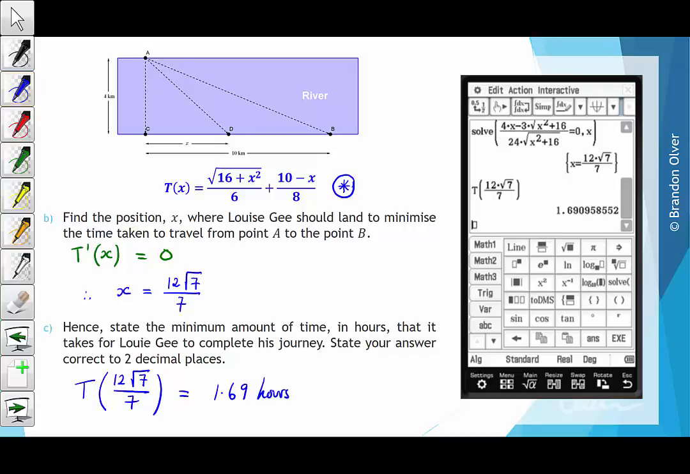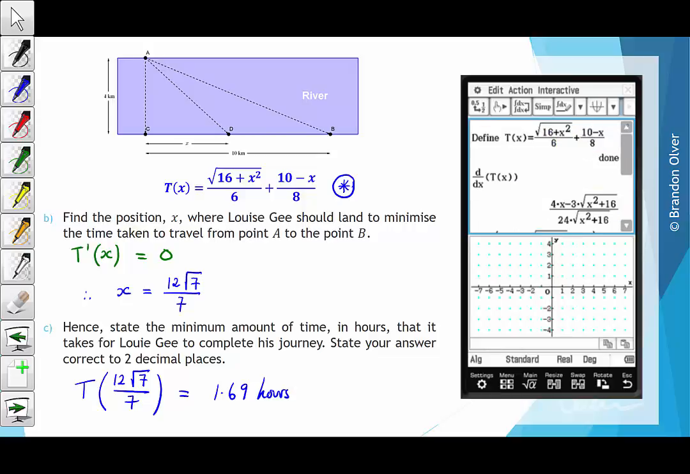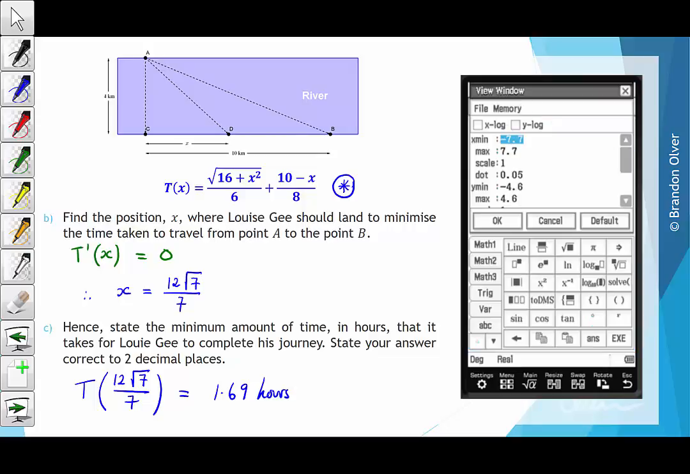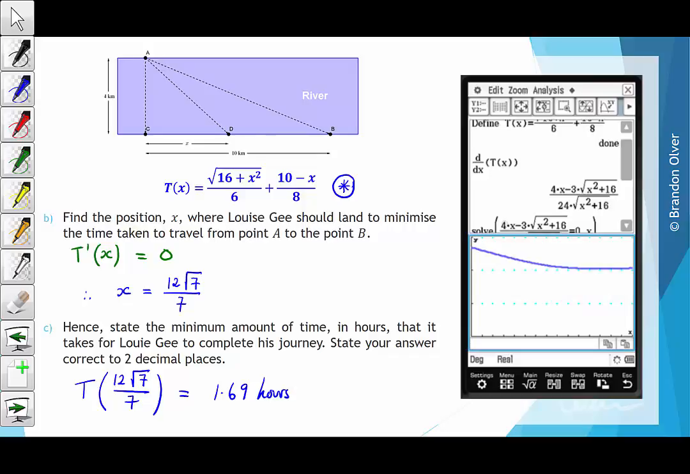We can also check that this is a minimum using the graphing feature of our CAS calculator. So if we click on the graph icon, and now what we want to do is get our t of x, which was all the way back up here, and drag it into this screen. And we can see there's a bit of a minimum going on. We can resize this to go between 0 and 15 hours, and then we can go from a time of 0 to say a time of around 3, because we knew the minimum was about 1.69, so we'll just go a little bit higher than that.